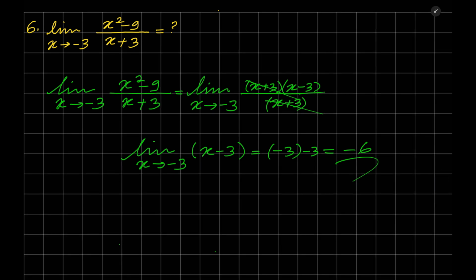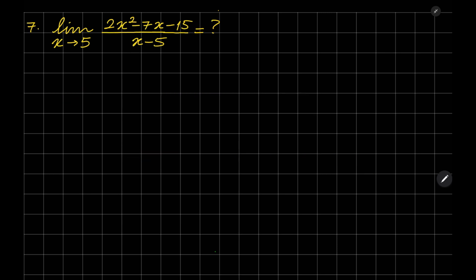Now let's go to the next example. This is the next example. Find the limit of given rational function as x approaches 5. Let's first try the direct substitution method. Then it will be equal to 2 times 5 squared minus 7 times 5 minus 15 divided by 5 minus 5.